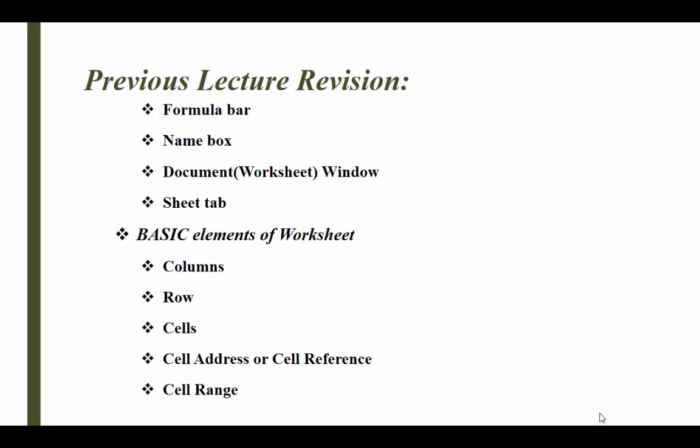In our last lecture, we have studied formula bar, name box, document worksheet window and sheet tab, and then we have studied basic elements of worksheet, in which we have studied columns, row, cell, cell address or cell reference and cell range. What is cell range? I have explained it with the practical work. We have used column sign and A1 colon A4 and then some formula to use cell range. If you have an issue with that point, let me know.